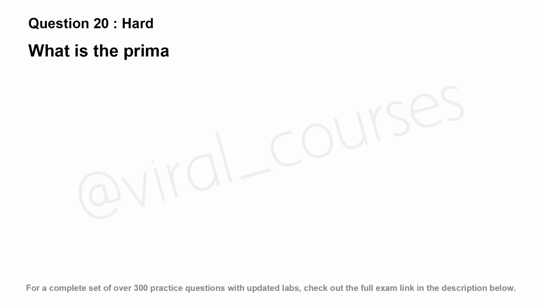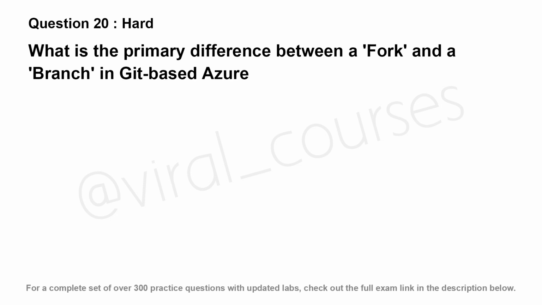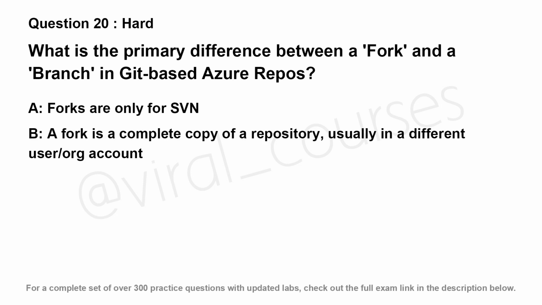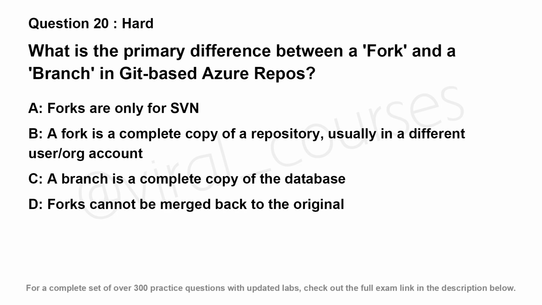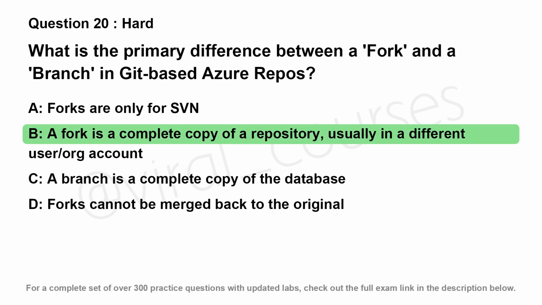What is the primary difference between a fork and a branch in Git-based Azure Repos? Option A, forks are only for SVN. Option B, a fork is a complete copy of a repository, usually in a different user or org account. Option C, a branch is a complete copy of the database. Option D, forks cannot be merged back to the original. The correct answer is B.